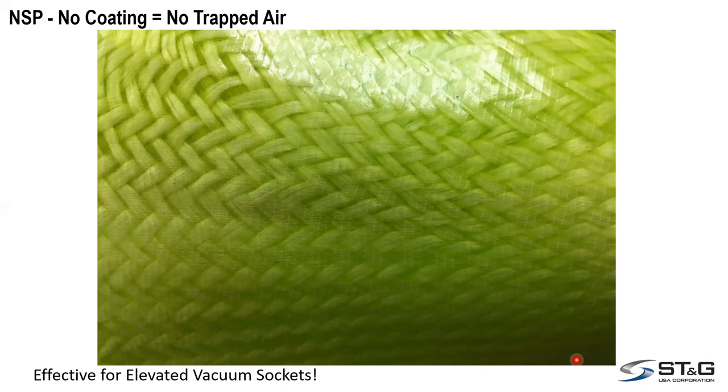And this is the nice thing, because when you're doing elevated vacuum sockets, one of the nice things is you don't have to pull vacuum on the inside. I had some feedback from many people who have done it this way. They don't have to do an extra step. They just do the lamination, bond it to the plate, do the finished lamination, and they're done.